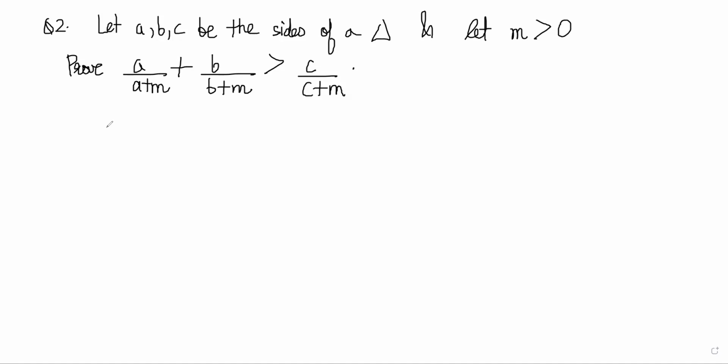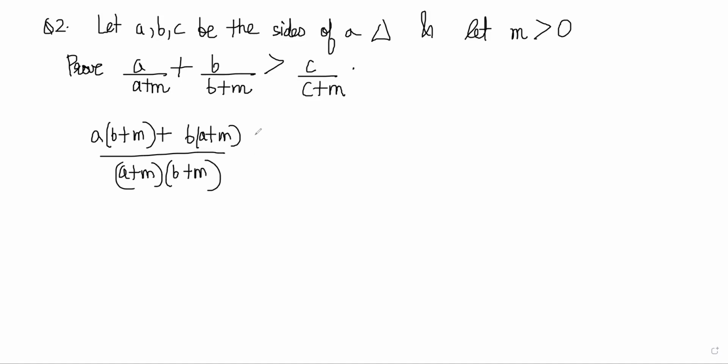Now, again, we can do this by simple analytical method where we just simplify what we need, right? So I'll show you what is the analytical method here. We just simplify it properly. So we say a times b plus m plus b times a plus m by a plus m, b plus m is greater than c by c plus m.